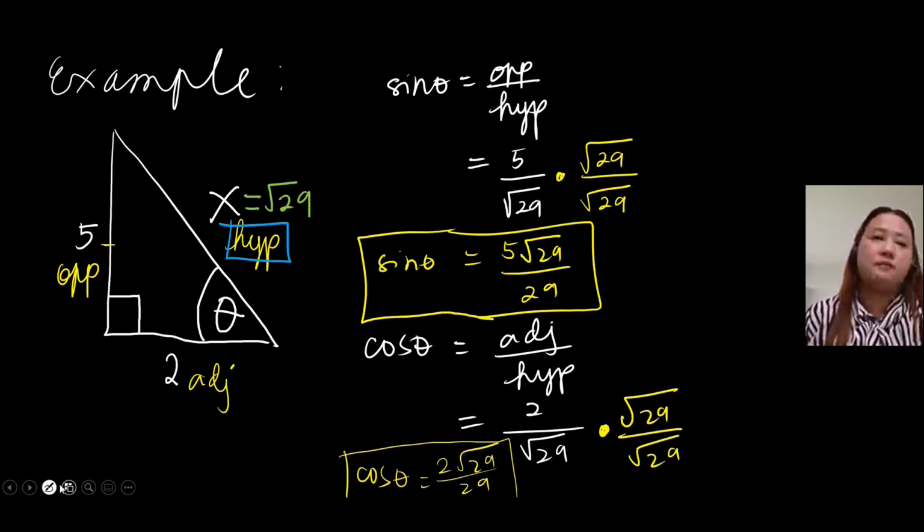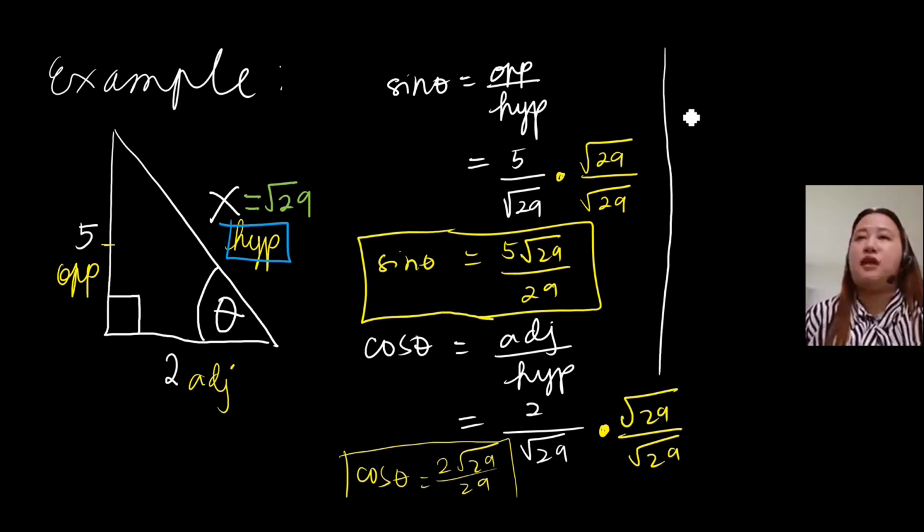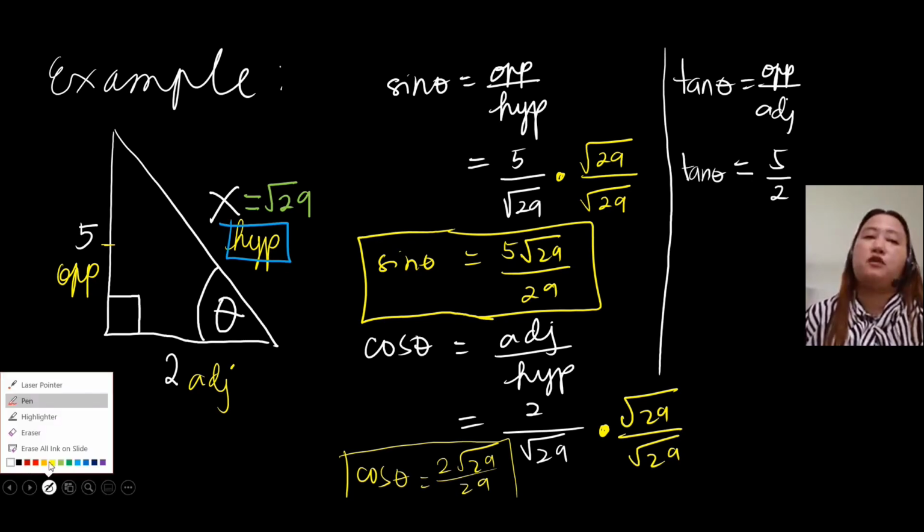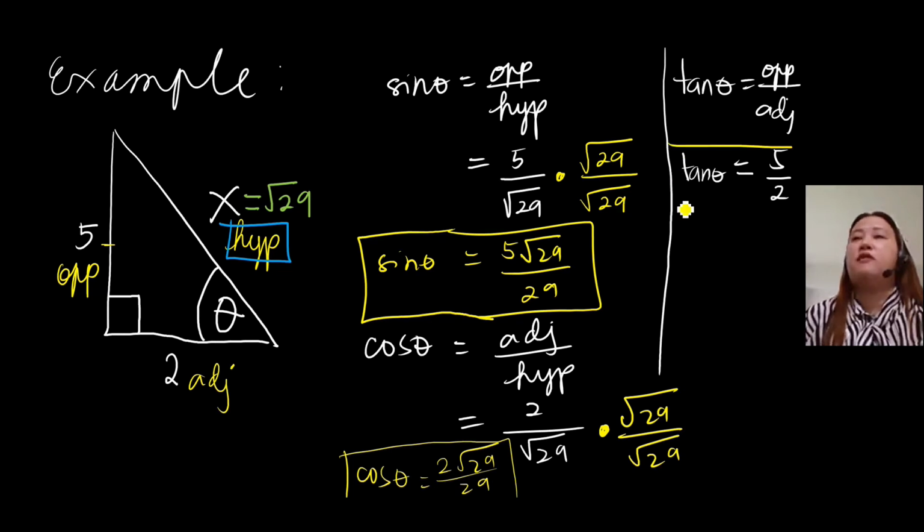Okay, next. We can now already solve for the tangent. Tangent theta is opposite over the adjacent. So substituting, opposite is 5, adjacent is 2. 5 over 2 cannot be reduced anymore. So this will be your final answer, 5 halves. Okay?